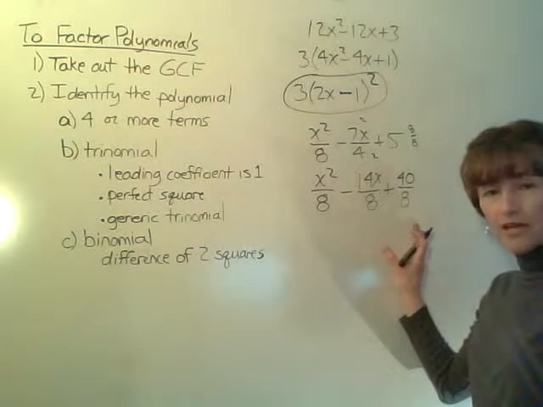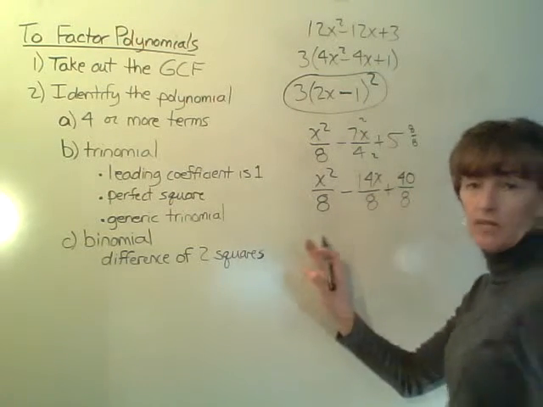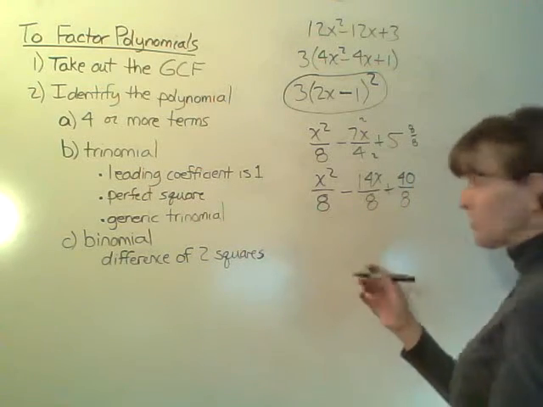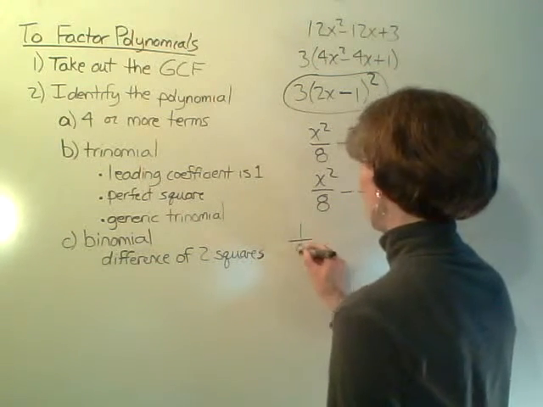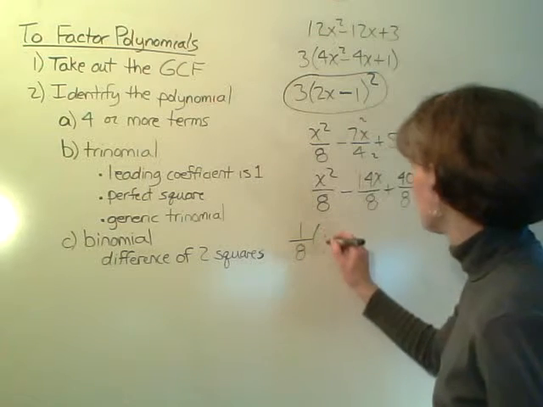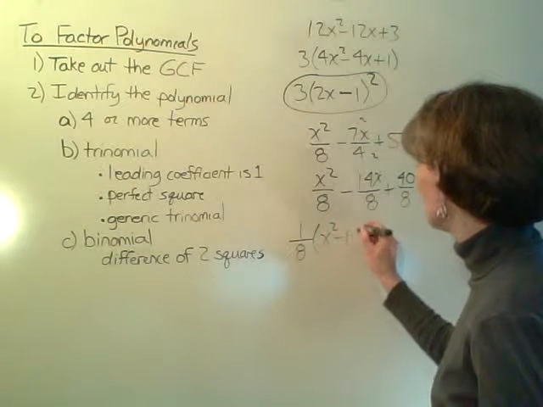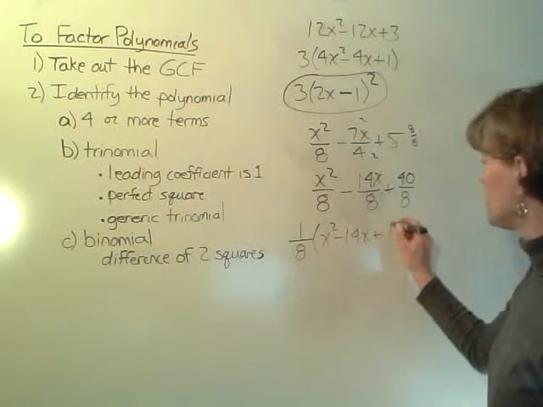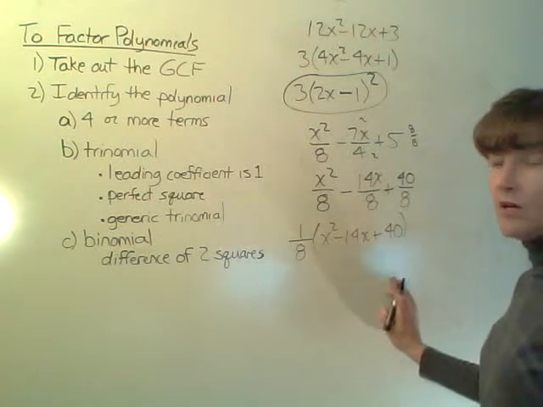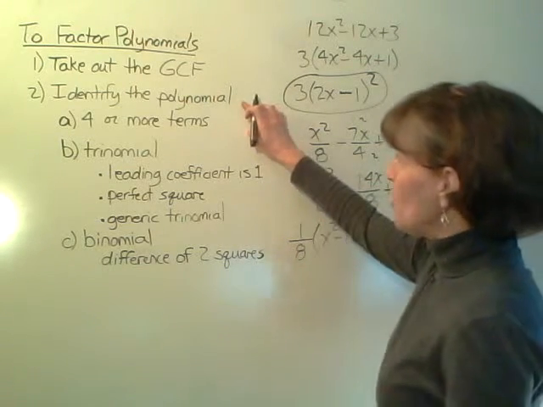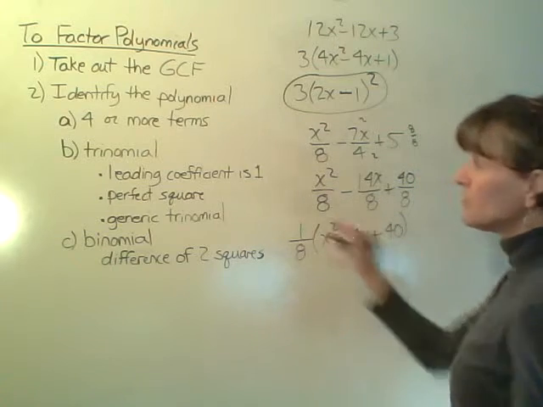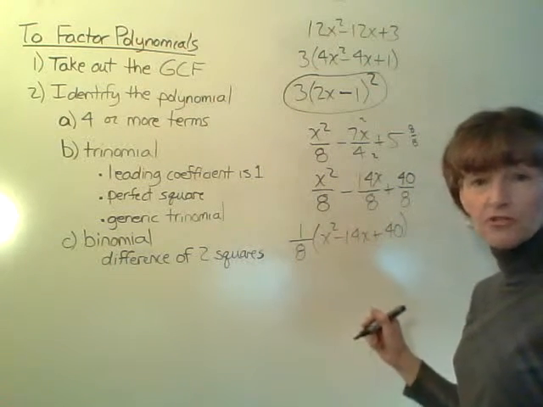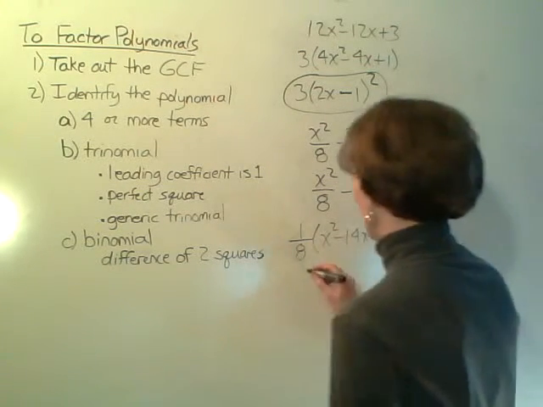Now my pattern has an 8 in common, but it's in the denominator. So when I factor that 8 out, I will put it in the denominator. And then I have x squared minus 14x plus 40 left. All right, identify my polynomial. It's a trinomial, and the leading coefficient is 1. So I'm going to factor it like we factor trinomials whose leading coefficient is 1.